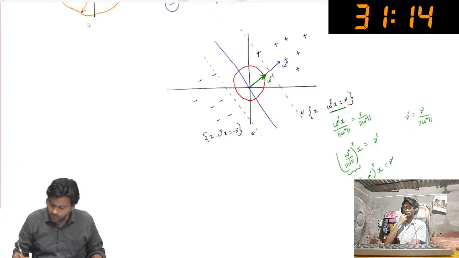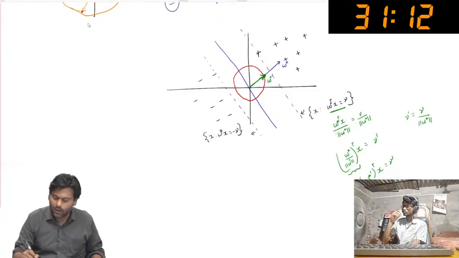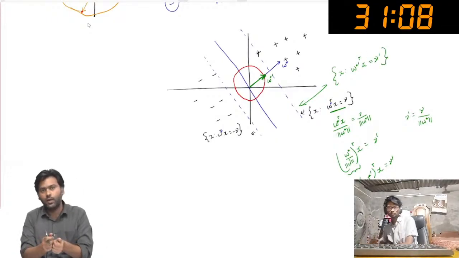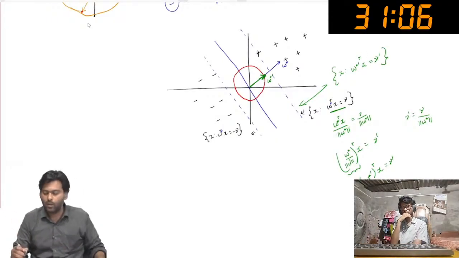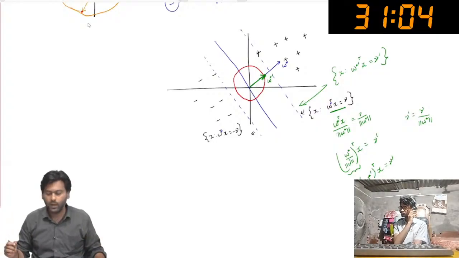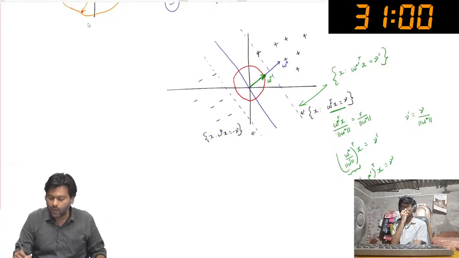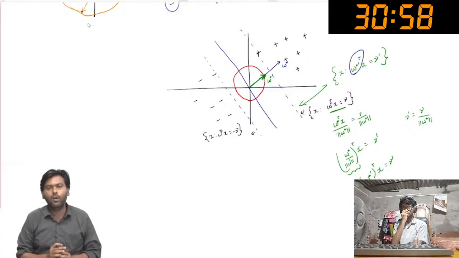But now with respect to this renaming, I can write the same line as the set of all x such that w star dash transpose x equal to gamma dash. It's a new w star. It's called w star dash, and the gamma has changed to gamma dash. It's the same line. Gamma dash is a positive quantity, because originally gamma was positive. I divided it by a positive quantity, still a positive quantity. But the advantage of doing this is that this new guy that I have now has norm 1.